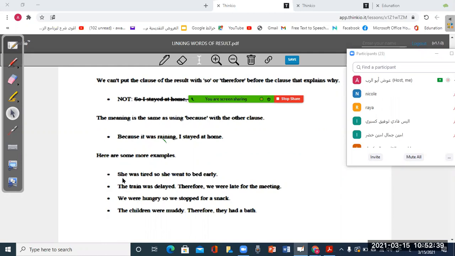So all we need to do here is just use the comma. She was tired, so she went to bed early. The train was delayed. Therefore, look at it, full stop and comma, we were late for the meeting. We were hungry, comma, so we stopped for a snack. The children were muddy. Therefore, full stop and comma.